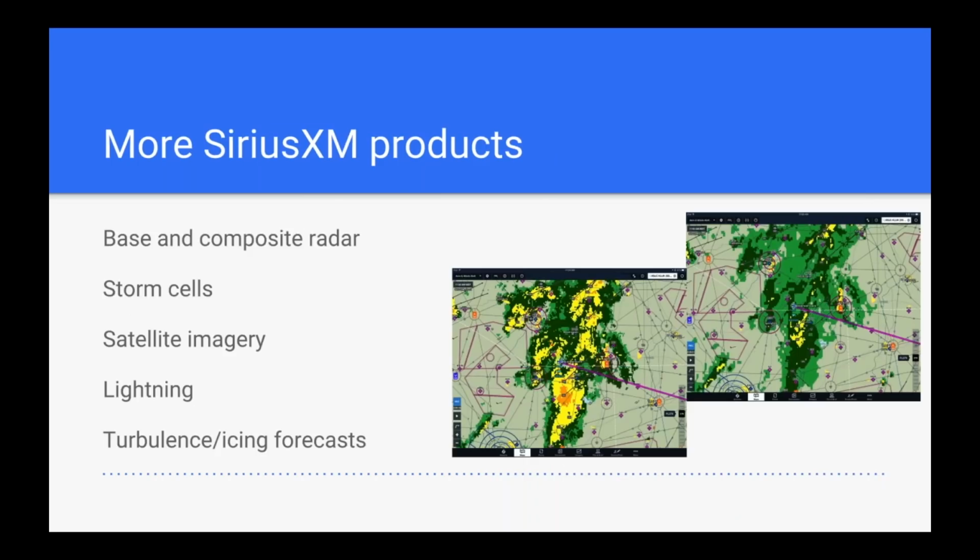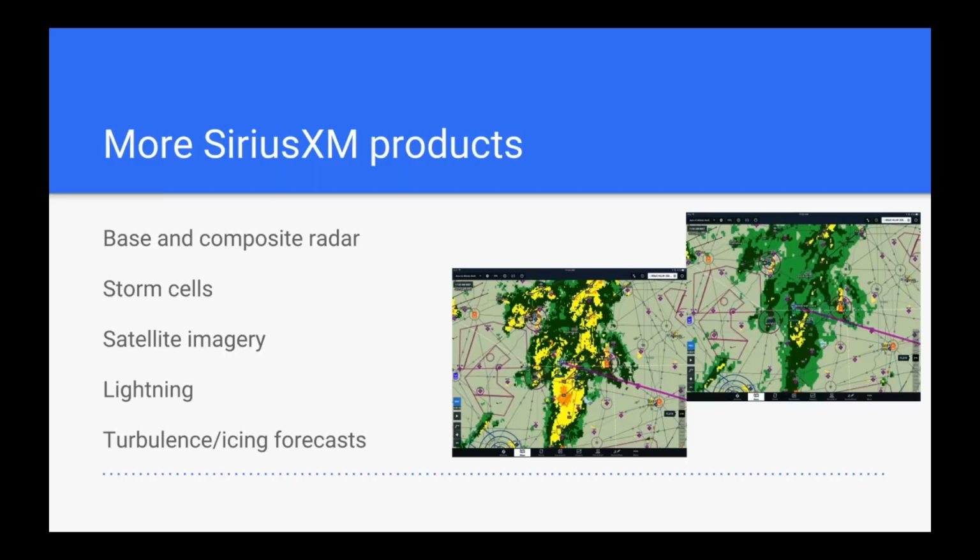One of the things you get with SiriusXM is more weather products. So here's an example. Scott talked about base and composite radar. For most pilots, composite is kind of the default. It's the worst case scenario. So you want to know the worst possible return in a cell. Well, SiriusXM offers both, so you can see base and composite side by side there. The composite looks a little bit worse. But that lets you compare if you want to try to get a better idea of what's really coming out the bottom of that cloud. Maybe you can do that.